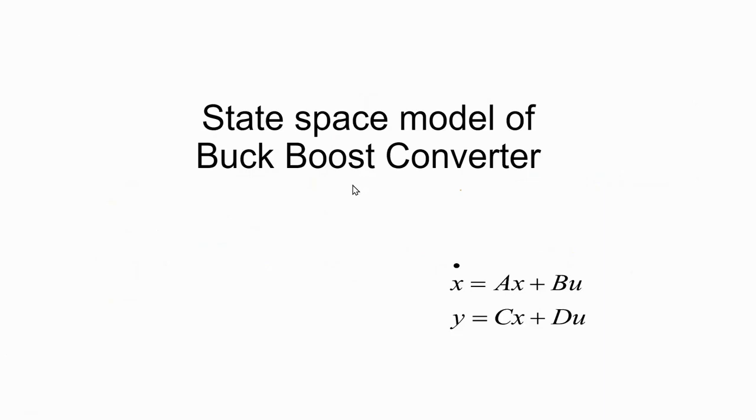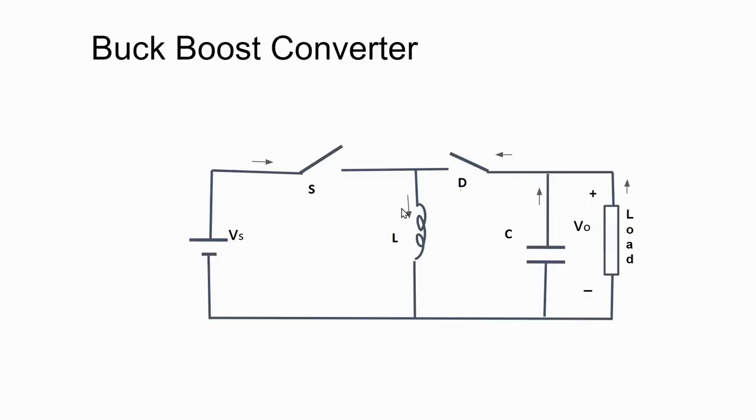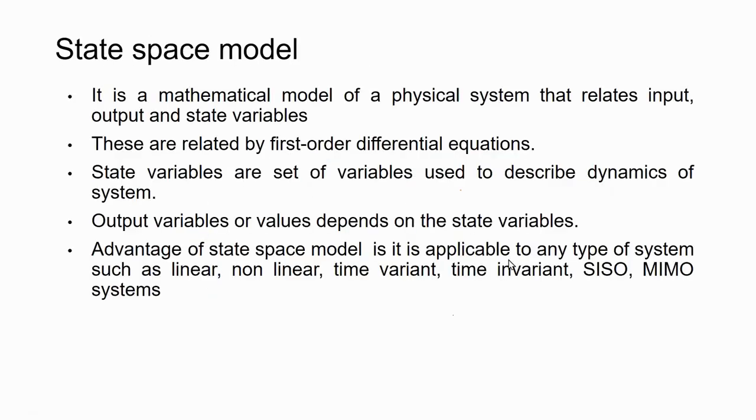Hello everyone, in this video we are going to see the state space model of buck-boost converter. We all know that the buck-boost converter is a DC to DC converter whose output voltage is lesser or greater than the input voltage. The circuit of the buck-boost converter is shown here, which has a switch, a diode, inductor and capacitor. Now we are going to see the state space model.